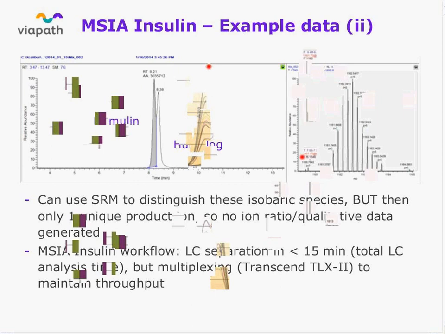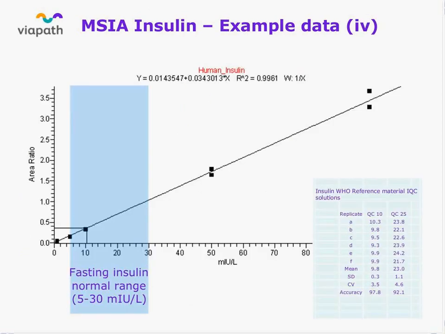Here and here are the two unique product ions for the Humulin and the Humalog, and if we filter the data just for those specific product ions, again we get two quite nice clear peaks, but we've still got the full scan data that we can go back to and look at, and give the product ion theoretical isotope distribution match as well. So we get really rich data from our high resolution instrument.